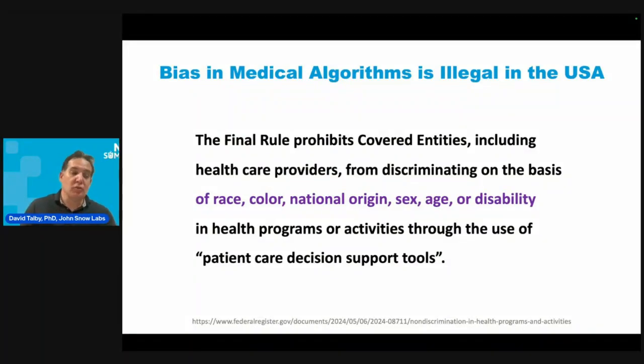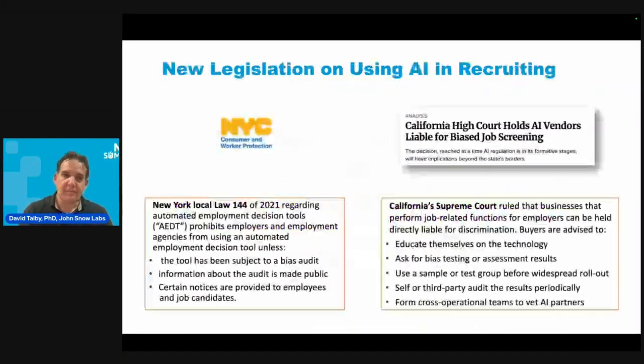This applies both to complete AI algorithms, but the definition is fairly broad. So even if there is human review, where you recommend something and a human makes a decision, even if your AI system is basically just a set of rules, this also applies. So it's a fairly broad definition of any computer system that helps make patient care decisions.